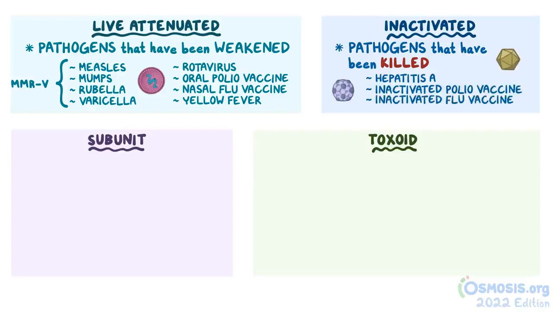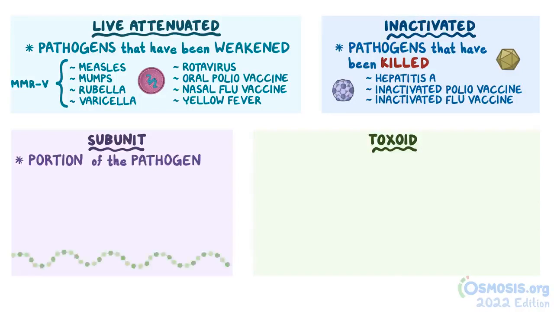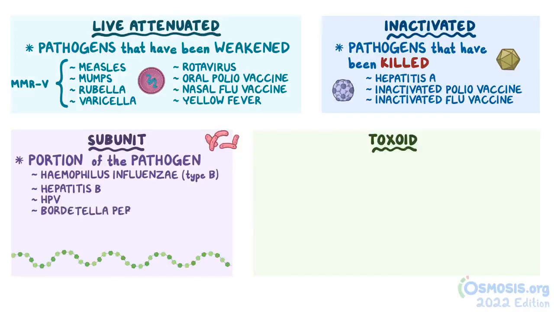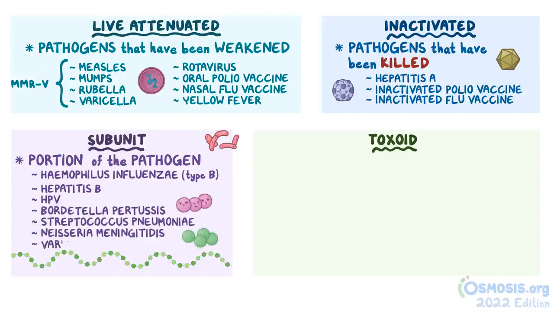Subunit vaccines contain just a portion of the pathogens, like polysaccharides or proteins, and this is done in vaccines against Haemophilus influenzae type B, hepatitis B, human papillomavirus or HPV, Bordetella pertussis, Streptococcus pneumoniae, Neisseria meningitidis, and Varicella zoster virus.